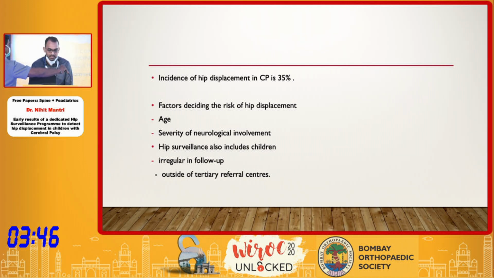Factors deciding the risk of hip displacement include age. The younger the age group, the lesser the chances of hip displacement. Severity also matters: spastic quadriplegics are more prone to hip displacement than spastic diplegics. And as the GMFCS level increases, the chances of hip displacement increase. Hip surveillance also includes children who are irregular in follow-up and outside of the tertiary referral centers.